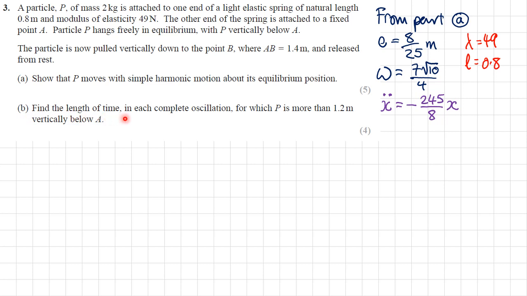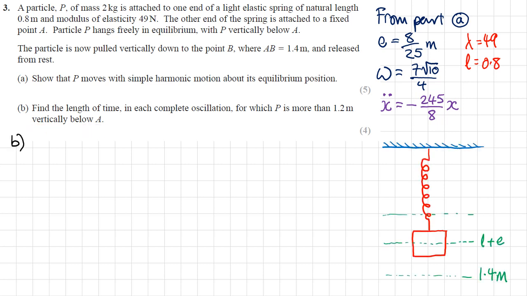Part B. Find the length of time in each complete oscillation for which P is more than 1.2 meters vertically below A. Now, to do this part of the question, we need the amplitude of the oscillation, and the oscillation is going to be about a length of L plus E, the natural length plus the extension, and the amplitude of that oscillation is going to be the difference between L plus E and 1.4. So let's work that out first. L plus E, the natural length plus the extension, is 0.8 plus 8 over 25, or 0.32, which is equal to 1.12 meters.